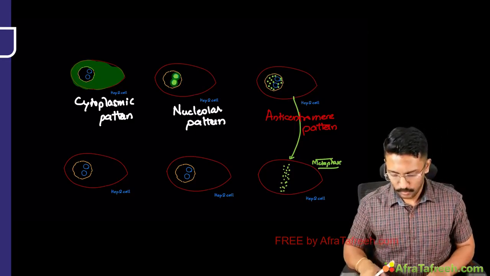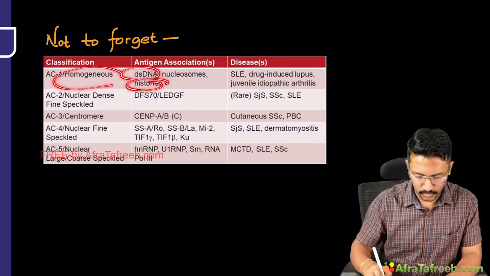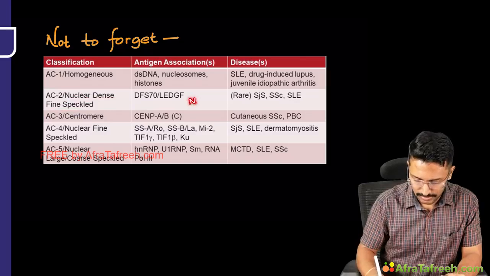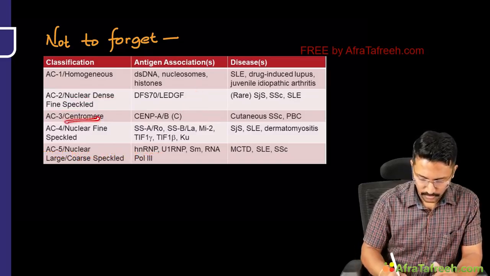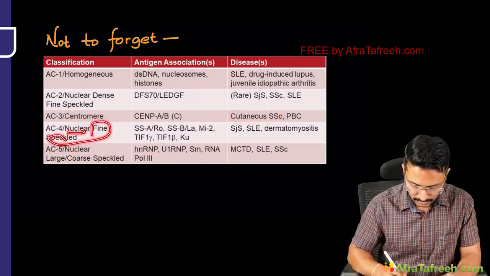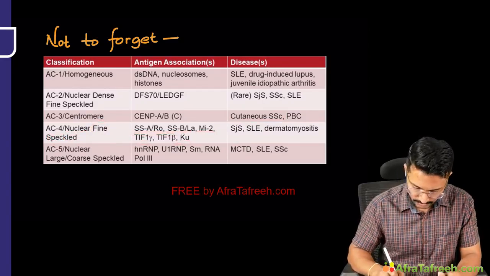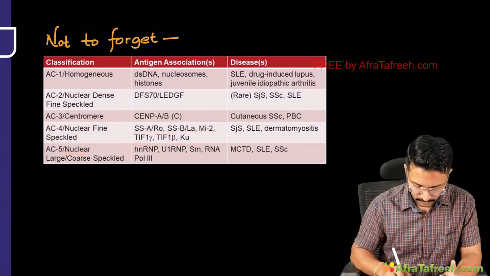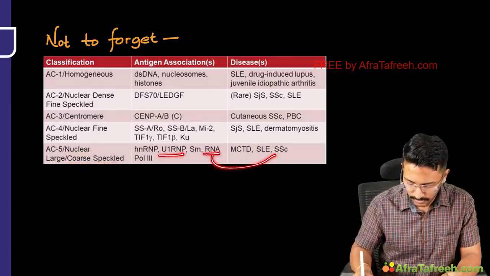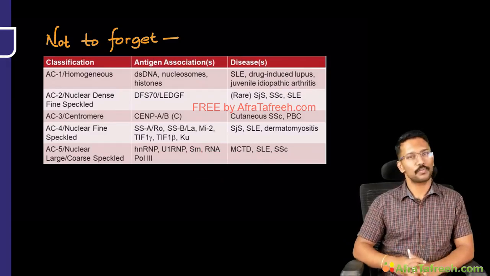Clear? Okay. So before we wind up, just a quick recap of whatever we have learned. Homogeneous pattern: double stranded DNA or antihistone antibodies. The nuclear pattern that is dense fine speckled, I have told you to remember it as normalcy. Anti-centromere, obviously, your limited cutaneous systemic sclerosis. Then nuclear pattern with the fine speckles, I have asked you to remember anti-Rho and anti-La, Mi2, TIF1 gamma, and anti-Ku. Clear? Okay. Then the last one is the nuclear pattern with large or coarse speckles. I have asked you to remember U1 RNP for mixed connective tissue disorder, RNA polymerase for systemic sclerosis, and anti-Smith for SLE. Clear? So these are the important things we need to remember from this topic.